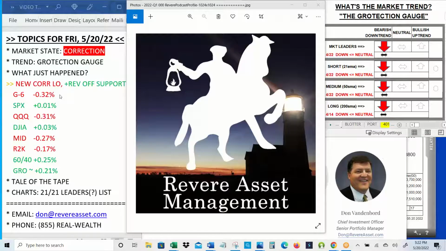So for the day, G6 down 0.32%, S&P just about flat, NASDAQ 100 down 0.3%, was down almost 3% at one point, Dow about flat, mid-caps down a third, Russell 2000 down 0.2%, Global Diversified 60/40 stock and bond up 0.25%, GROTECTION up 0.21%. So let's get to the tale of the tape and let's get to the charts.